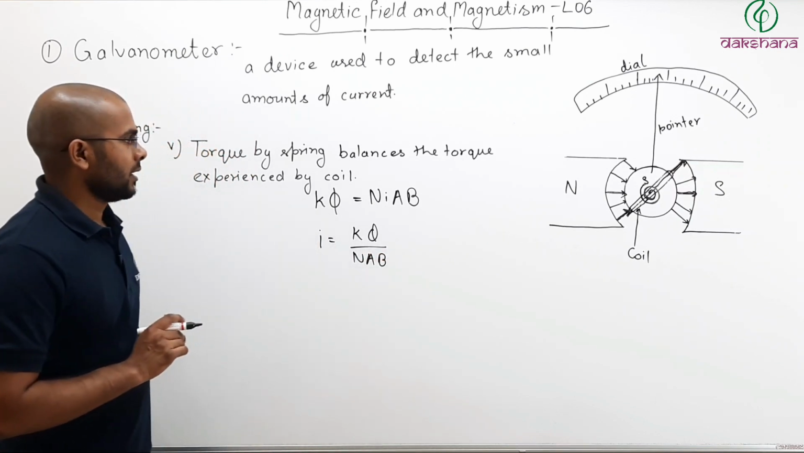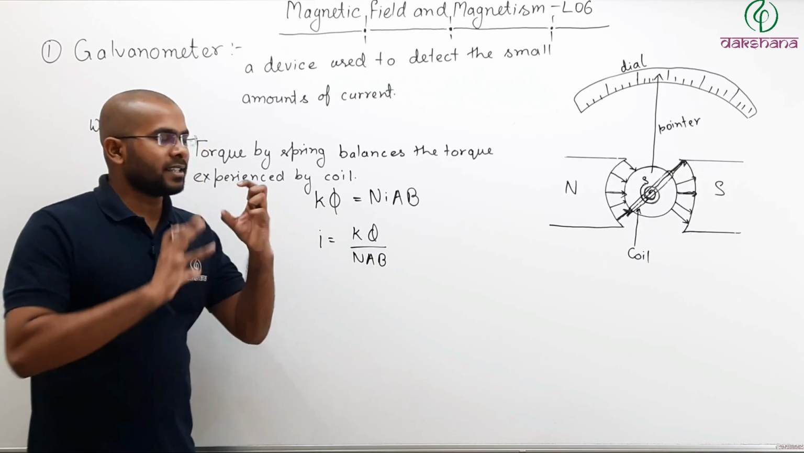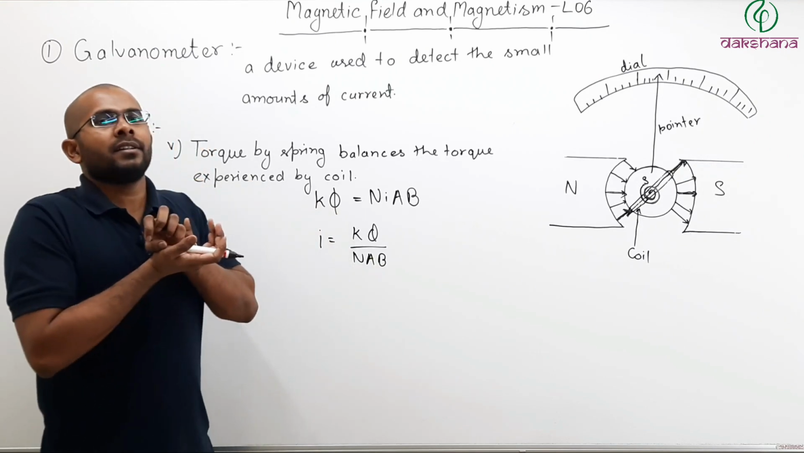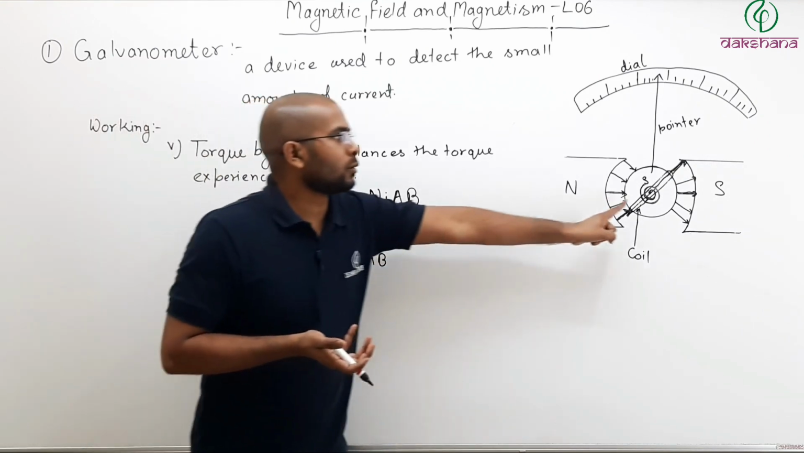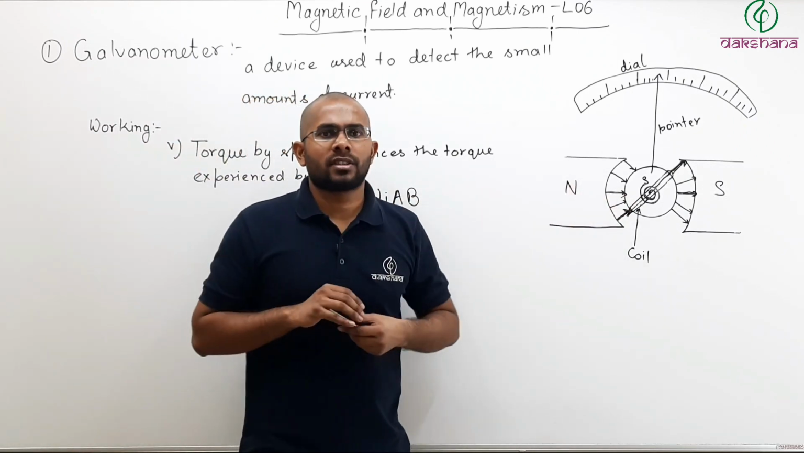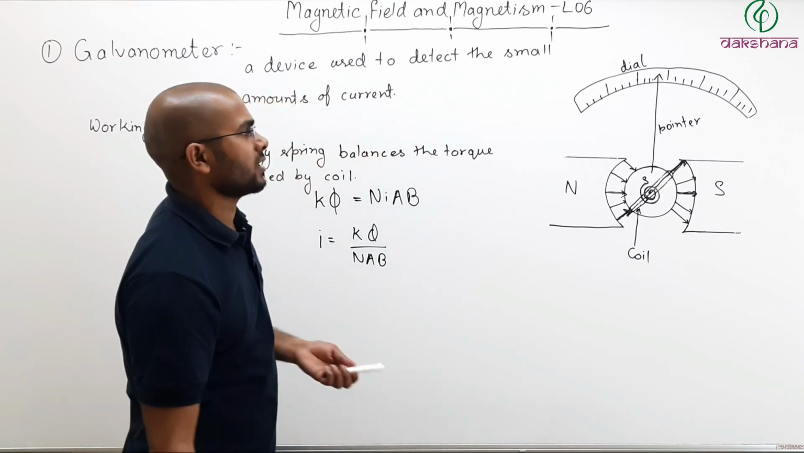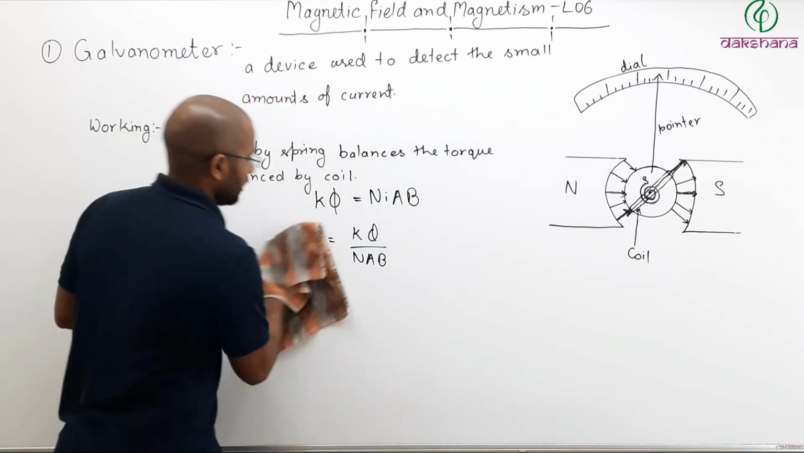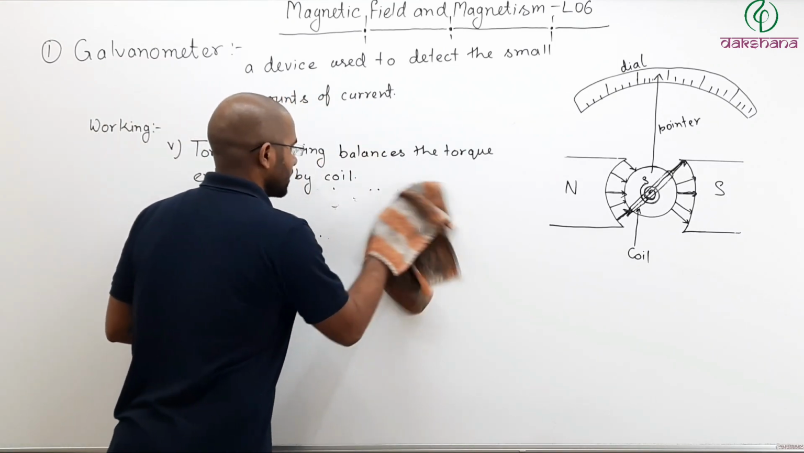Now here, what is phi? Phi is the angle rotated by your coil. Now the coil is inside the box. Then how do we measure that angle? So let us write this afterwards.